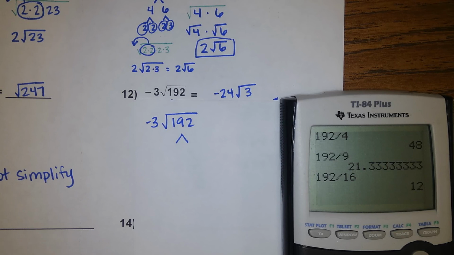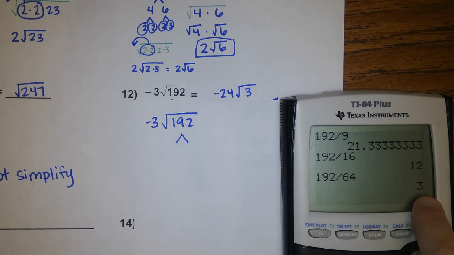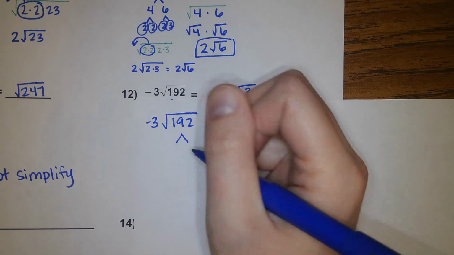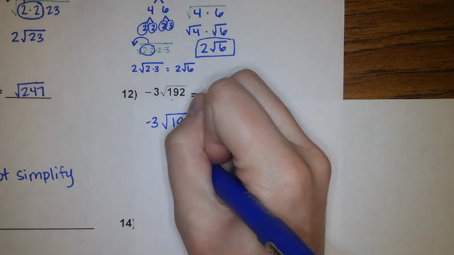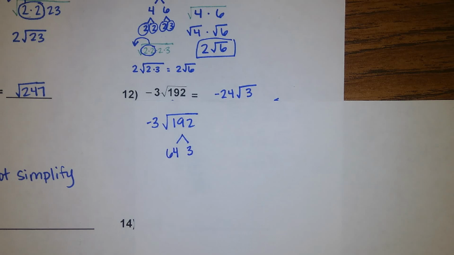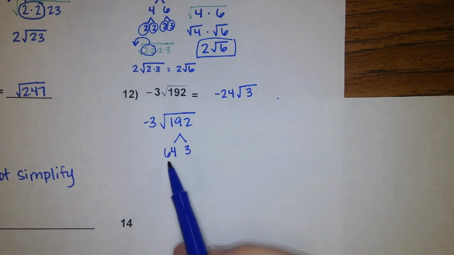Let's see here, 192 divided by, let's try 64. And we get 64 and 3. So that is the largest perfect square with that little prime number right there. So what we see is if we have 64 and we have 3, that is going to give us a nice big number that is a perfect square, that's 64.